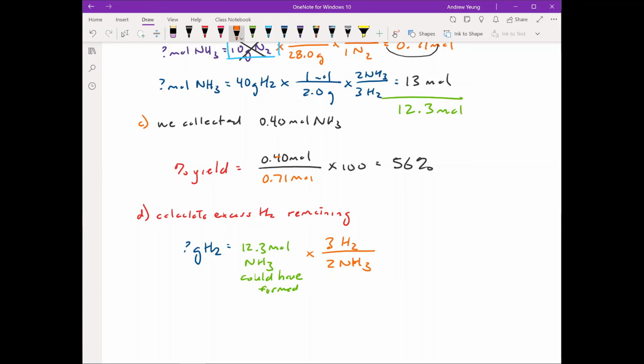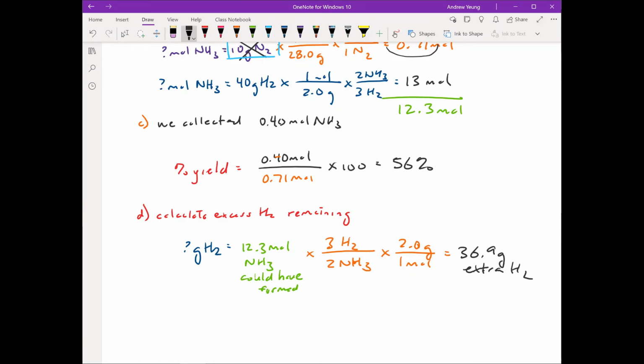And then I'll just use the molar mass again. Usually I put the excess unit back into the grams that they gave it to you. Of the 40 grams that I had, how much of it is left over? Let's take this number, times it by 3, and then we're going to get some 36.9 grams of extra hydrogen.